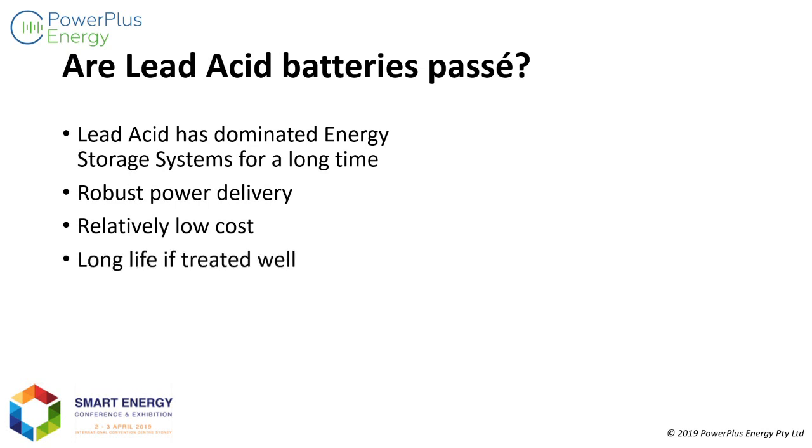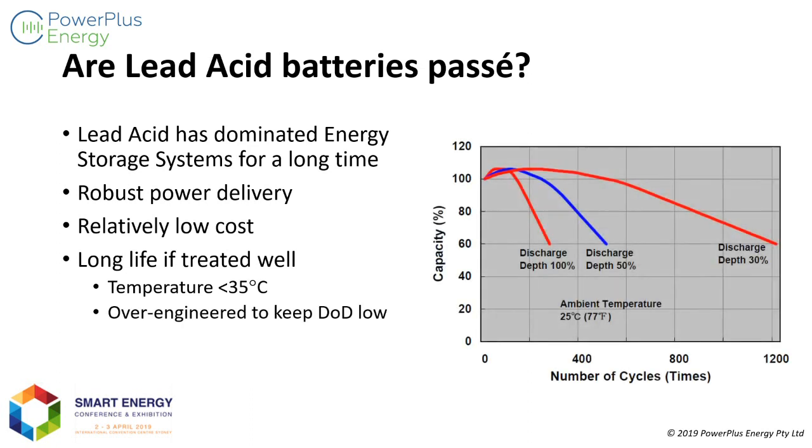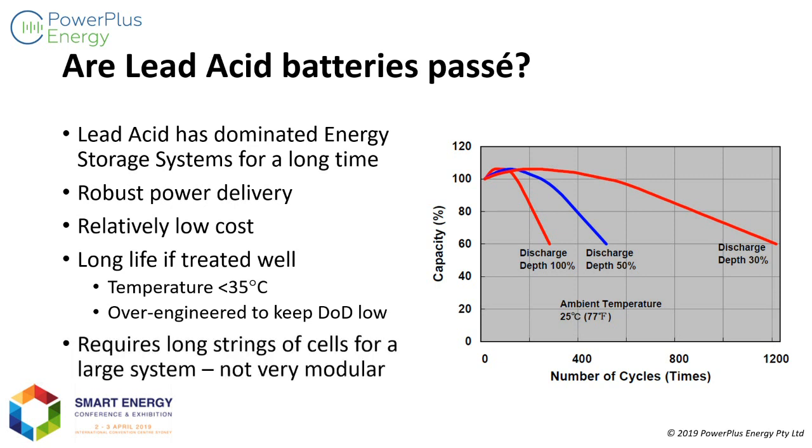But what do we mean by treating them well? If you keep them relatively cool, below 35 degrees C, and if you over-engineer it. Now on that curve there, you will see that in order to achieve, say, 1,200 cycles of life, you really need to run the batteries with a depth of discharge of 30%, which means you have to significantly over-engineer your system to be able to store a lot of energy. And when you've got long strings of cells in a large system, it becomes very unmodular.